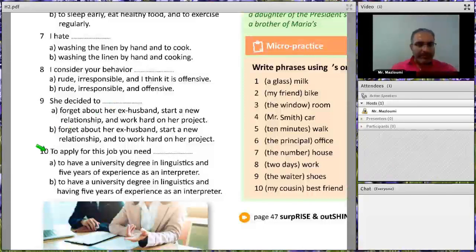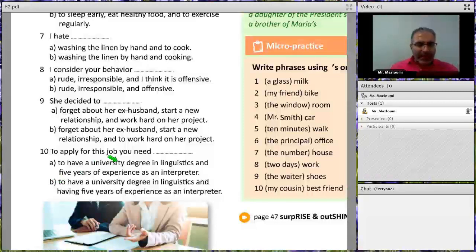Number 10, to apply for this job, you need, the answer is A, you need to have a university degree in linguistics and 5 years of experience as an interpreter. Again, we choose it because we have parallel structures here. You see in B, we have having. Having is the gerund form, but here we have "to have." So they are not parallel.